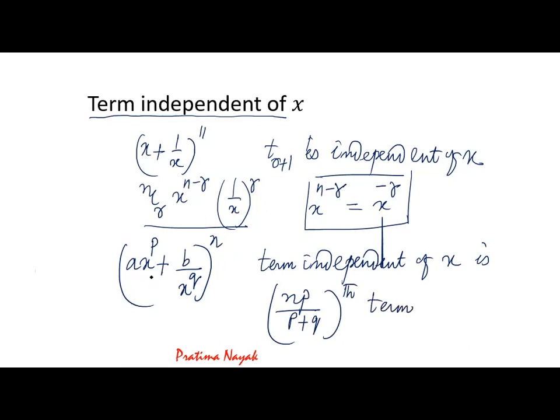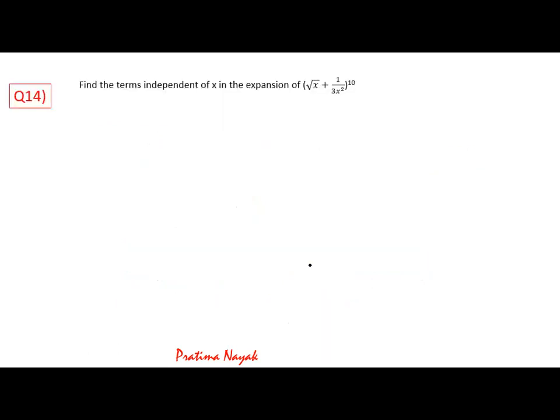Okay, we will not bother about a and b. It will be just x to the power p multiplied with x to the power q, and the ratio n p by p plus q. It may be negative. It does not make any difference. If it is negative, it will be the same. So let us go for the question.